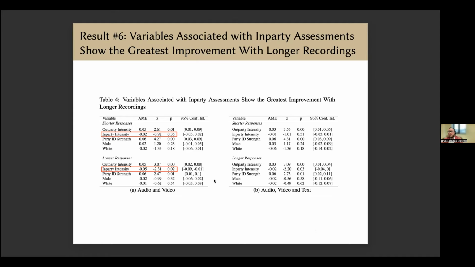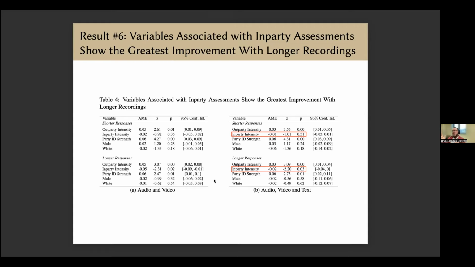And we can see that in-party strength almost triples when you move from shorter to longer responses, which is what we saw in the previous table. But we find essentially no similar increase for in-party intensity with respect to text strength when text data is incorporated into the model. I interpret this as suggesting that text data might not be as reliant, at least in this task, on having longer responses when it comes to in-party intensity.